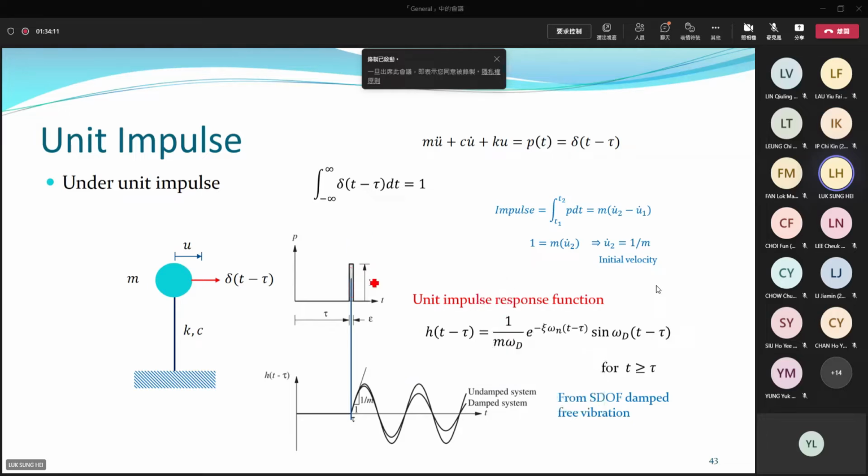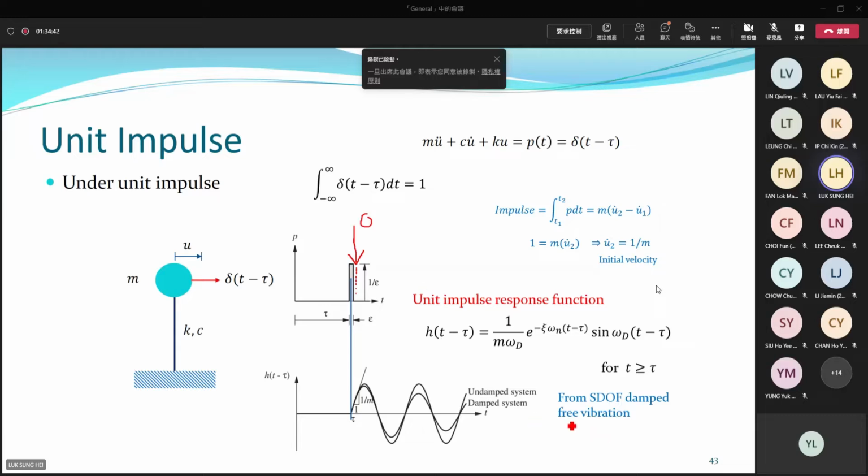Take a look at this picture. Consider a time instant slightly after the application of the unit impulse force, say for example here. What is the value of the loading right here? The loading is equal to 0. For structures under zero force, the motion belongs to free vibrations.